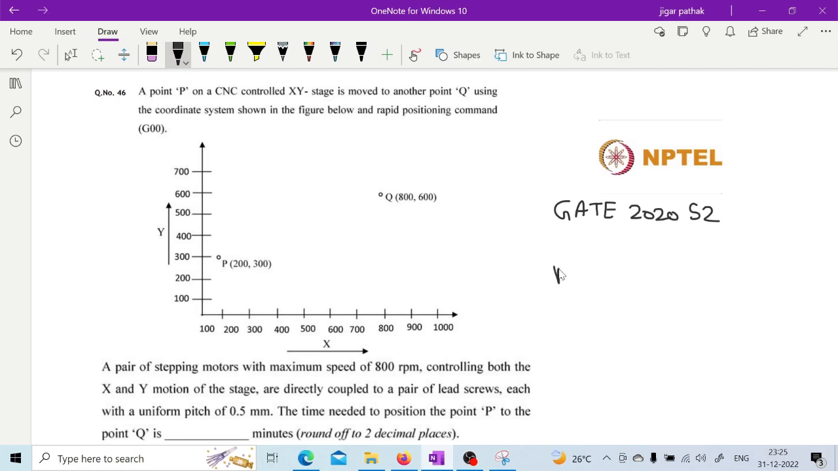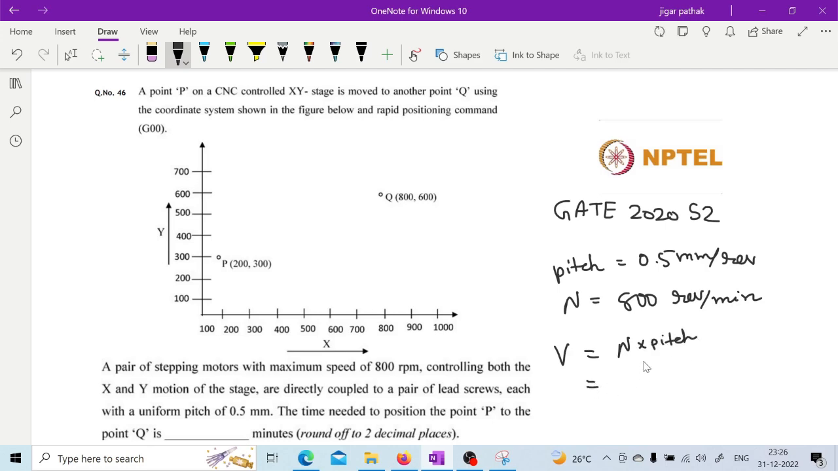particular given problem, the pitch of this lead screw is given as 0.5 mm per revolution, right, and this RPM is given as 800 revolutions per minute. So if you find the speed V with n into pitch, then it is given as 400 mm per minute.